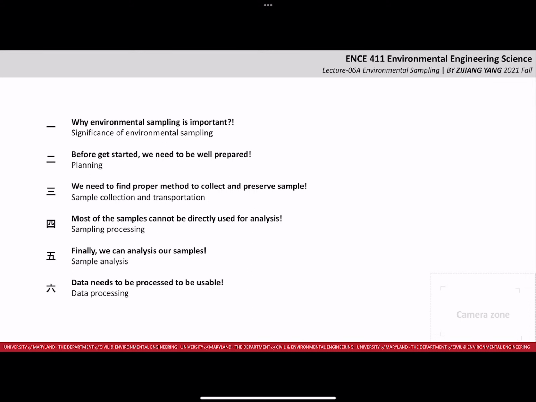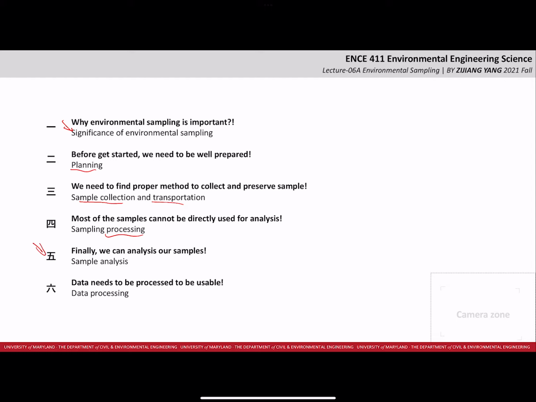So today we also have 6 topics. For the first one, we are going to talk about the significance of environmental sampling. And then we are going to talk about planning and sample collection and sample transportation. And after we got the sample, we want to analyze our sample, but we cannot analyze it directly. So we need to process the sample. So we are going to talk about sample processing.